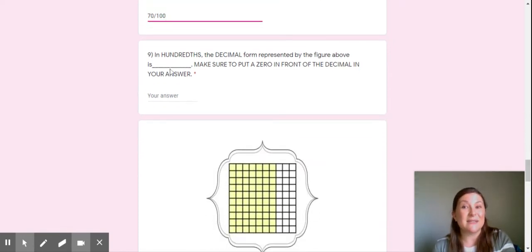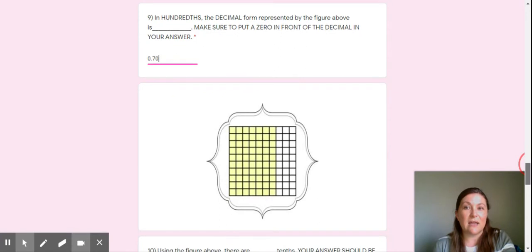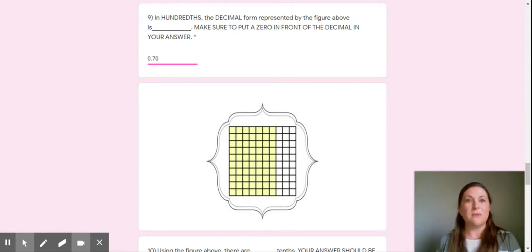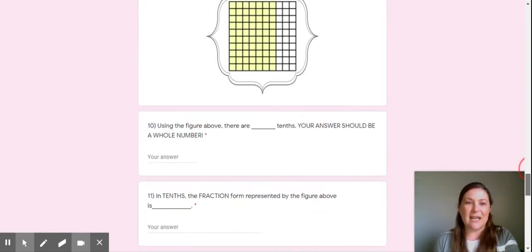Now the decimal, okay, 0.70. And I can double check this. There's another exact same model here. 70 is more than half, and it looks like I have more than half covered, and it's not quite one full yet, and I have some left over. So that's a good way to kind of think to yourself, am I doing this right? Does this make sense? We're almost done, guys.